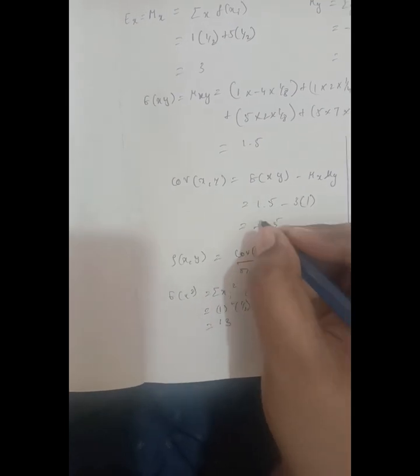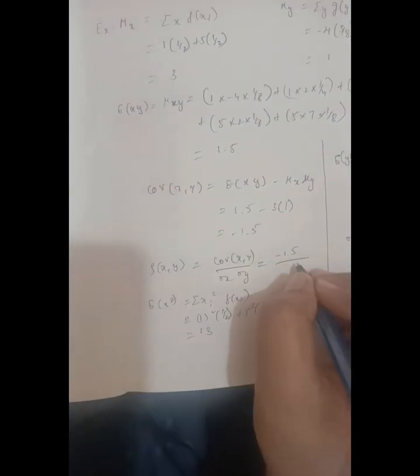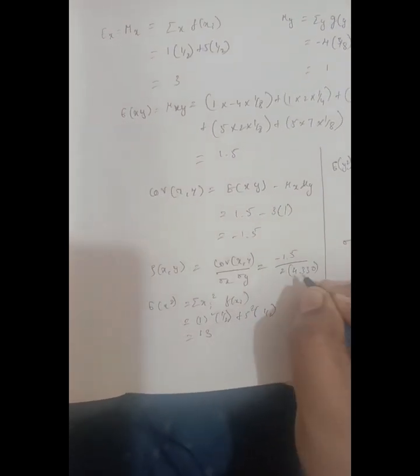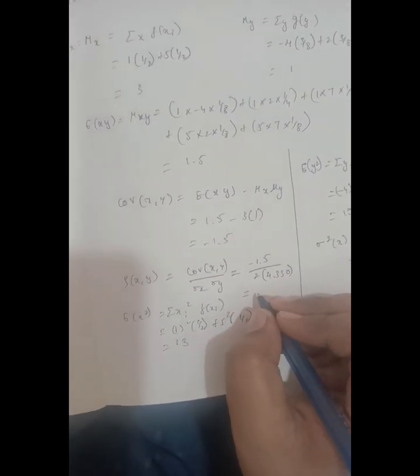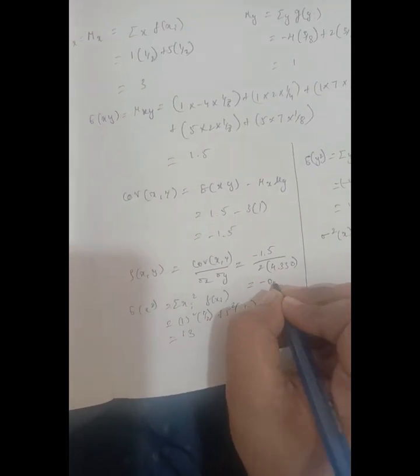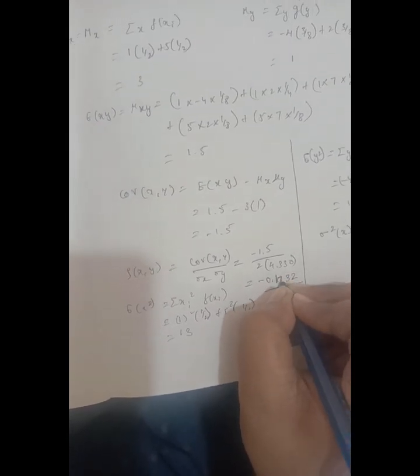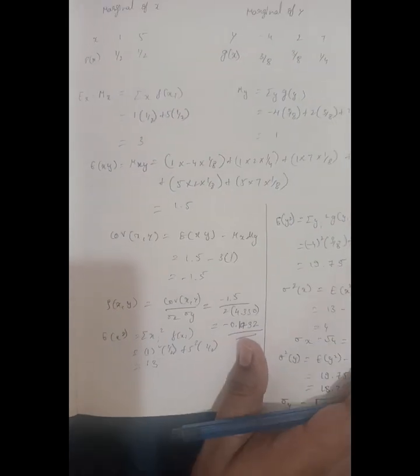Then apply this formula: covariance of x comma y is minus 1.5, sigma x is 2, sigma y is 4.330. Simplifying, we get minus 0.1732. This is the solution. Next problem.